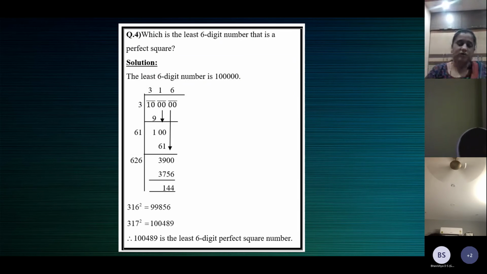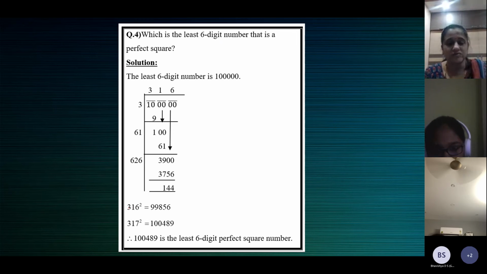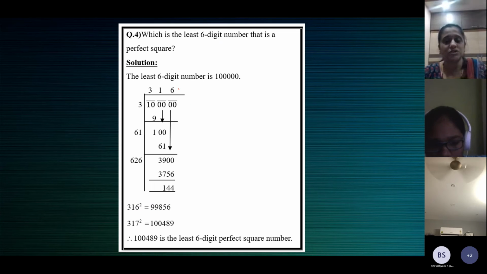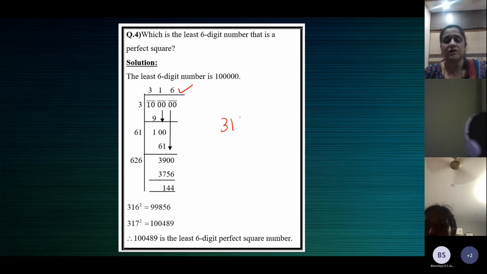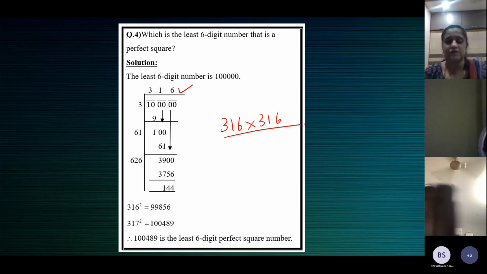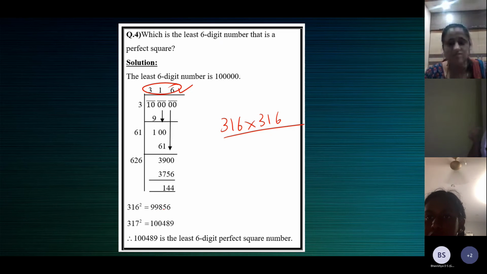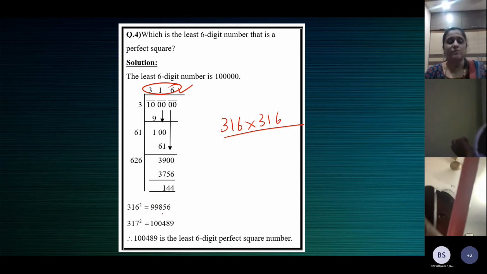So now this one is just for you to check. You don't have to actually show this, but I've just written that here. This one is just for your reference. You can even ignore that. If you look at this, take the quotient you've got and square it, that is, find 316 into 316. You will see that this number is a perfect square because it is 316 into 316, but it is a 5-digit number.